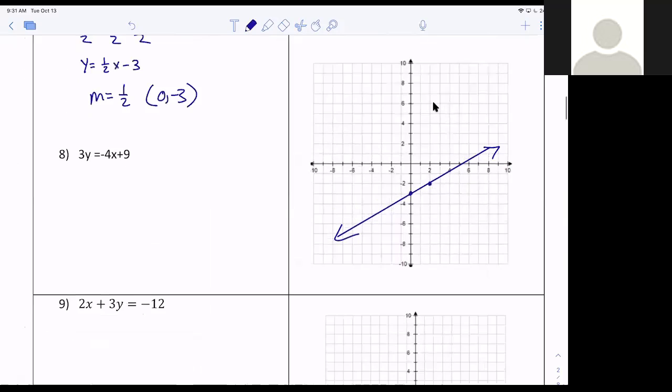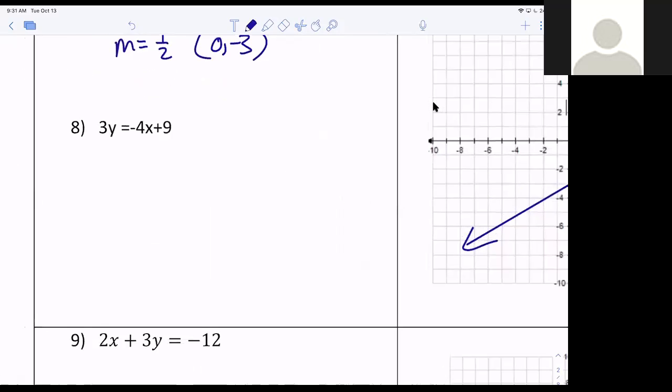All right, Miss Jacobson, you're up. What am I going to do on number 8? M equals... Well, I want you to tell me first, what am I doing on number 8? It's not in the right form yet. Divide by 3. If you knew that, that means you're paying attention. If you didn't know that, you're not paying attention. All right, we have to divide by 3.